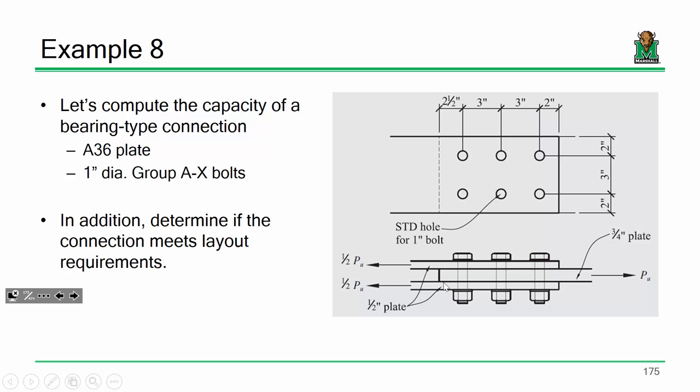We have 1 inch diameter Group A X bolts, so that means that the threads are excluded from the shear plane. So we're going to determine the capacity of this section. We're also going to determine if it meets layout requirements.